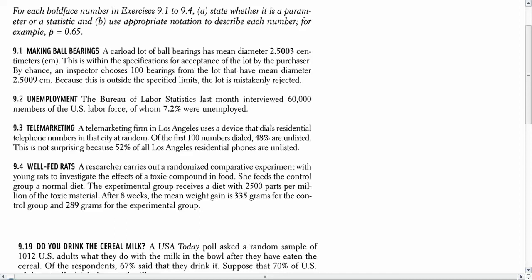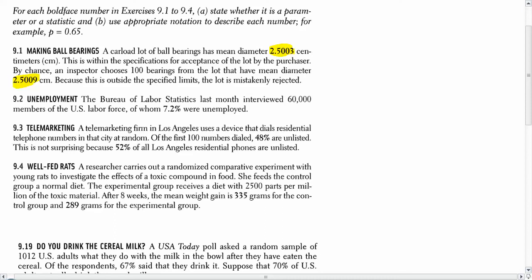Homework questions number 1 to 4 were just about stating whether it's a parameter or statistic. So whether the number describes the population or the sample, and then use appropriate notation to describe each number. The two numbers that you were looking for in number 1 were the 2.5003, 2.5009.